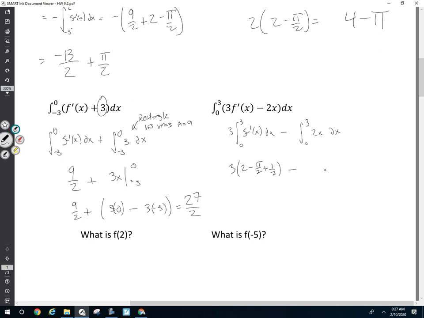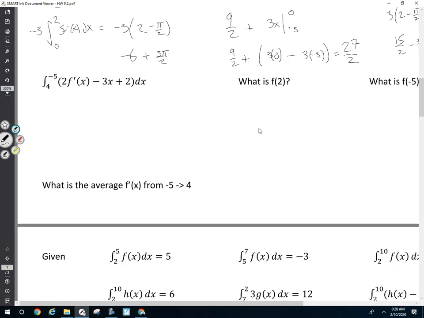Then minus, I would use the fundamental theorem of calculus for this. This would be x squared from 0 to 3. So I'm subtracting what ends up being 9. 15/2 minus 3 pi over 2 minus 9, 18/2. So negative 3/2 minus 3 pi over 2. And you can combine those if you want to. Okay.